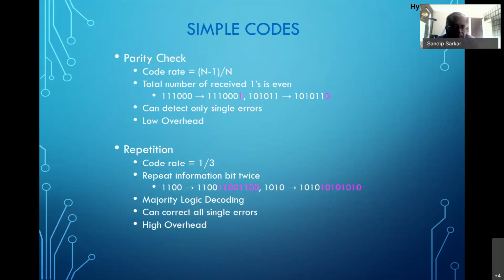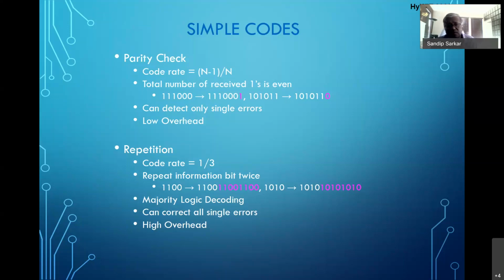Obviously, the simplest code is a parity check code where you add 1 bit of parity. I won't go into any of this, but obviously, here you can only detect errors, for a very marginal increase in code rate, so your overhead is extremely small. On the other hand, if you do a repetition code, which by the way is used for ACK channels and stuff like that in 3GPP, you can have a code rate of, say, 1/3, and then the overhead is 200%. But of course, using majority logic decoding, you can correct all single errors.